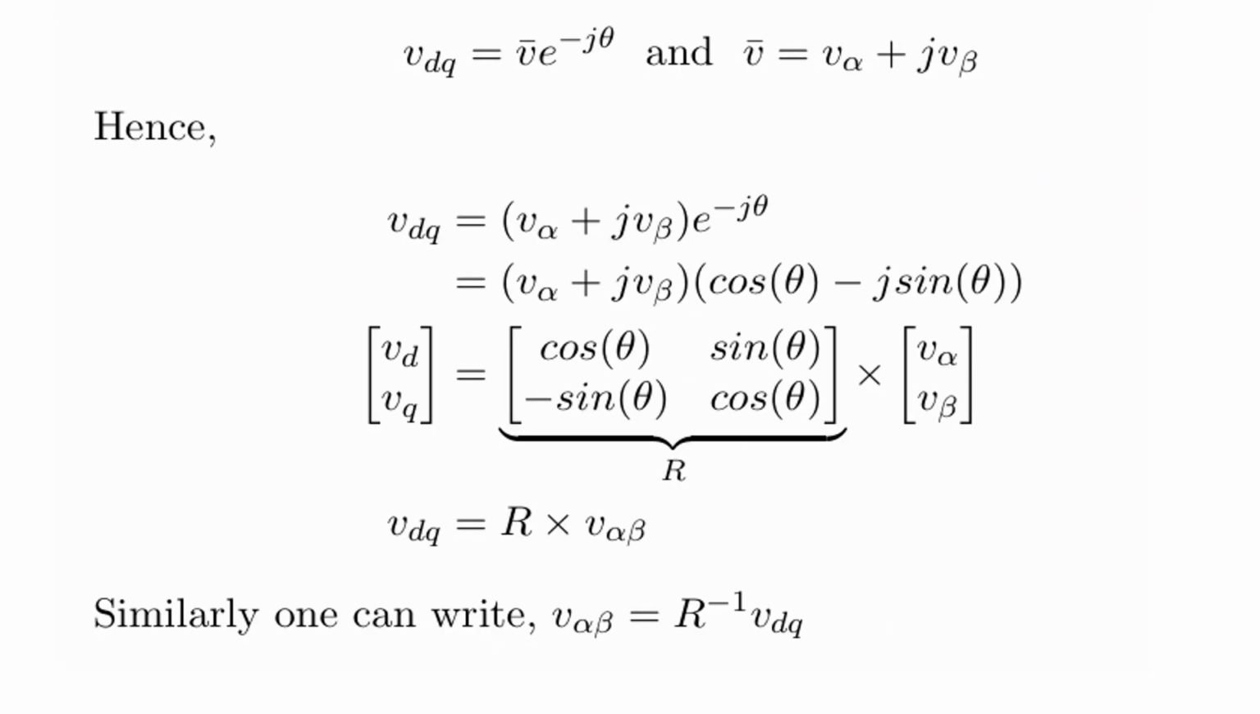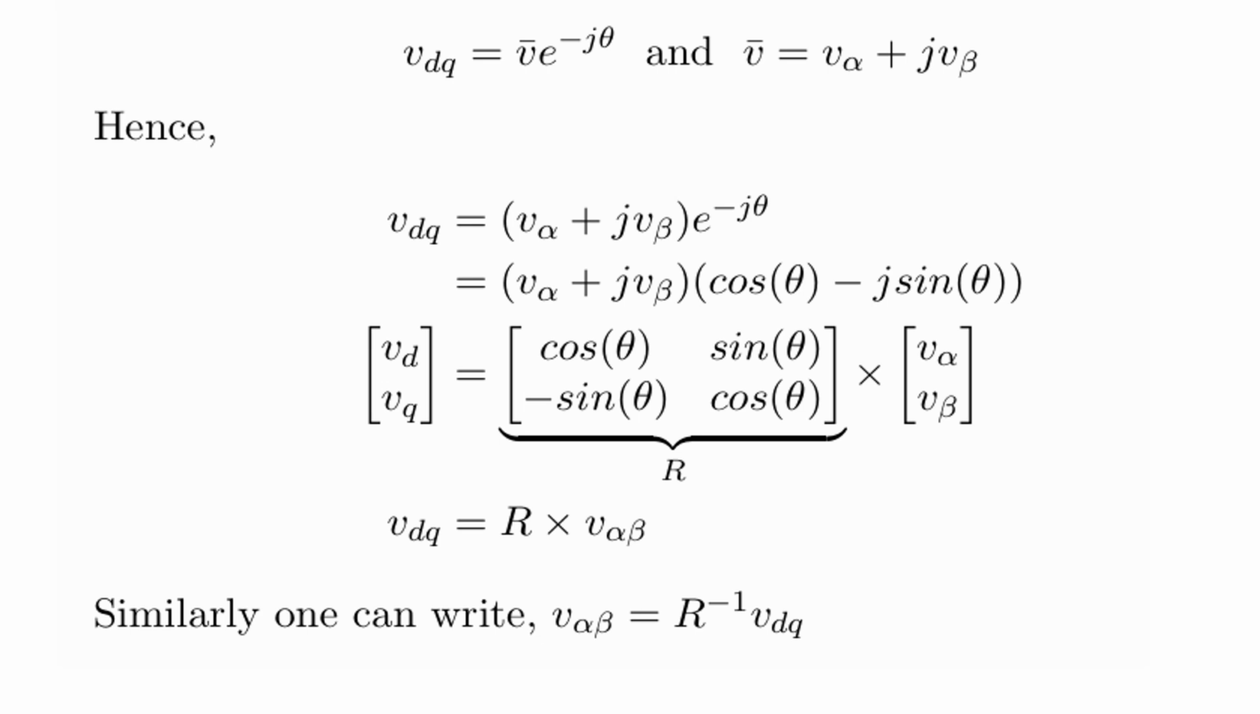So V dq is equal to V bar e power minus j phi, we know this, and V bar is equal to V alpha plus j V beta. After substituting this, e power j theta can be written as cos theta plus j sin theta. Why we are doing this is in order to represent VD VQ in terms of V alpha V beta, so that we can get this matrix and assume this is R. So VD VQ can be written as R times V alpha beta. So this matrix is the conversion matrix to convert alpha beta frame to DQ frame.